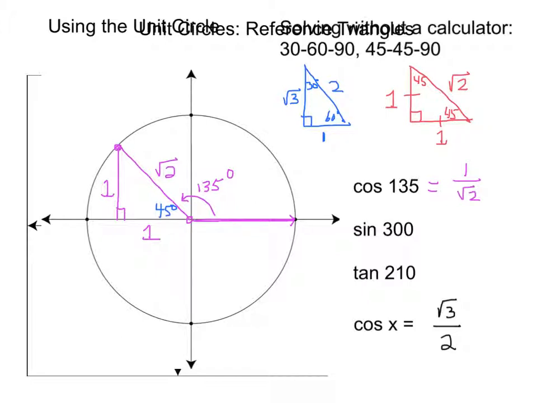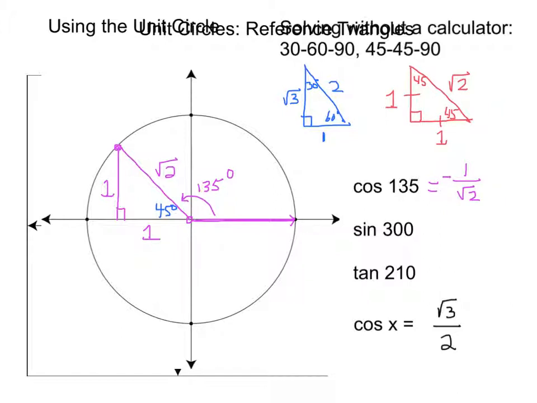Okay, the only thing you have to be careful of here is the sign. Is it positive or is it negative? So we look back, we use the adjacent side. Is our adjacent side positive or negative? That's negative. Our hypotenuse is positive, so this answer would be negative 1 over root 2.